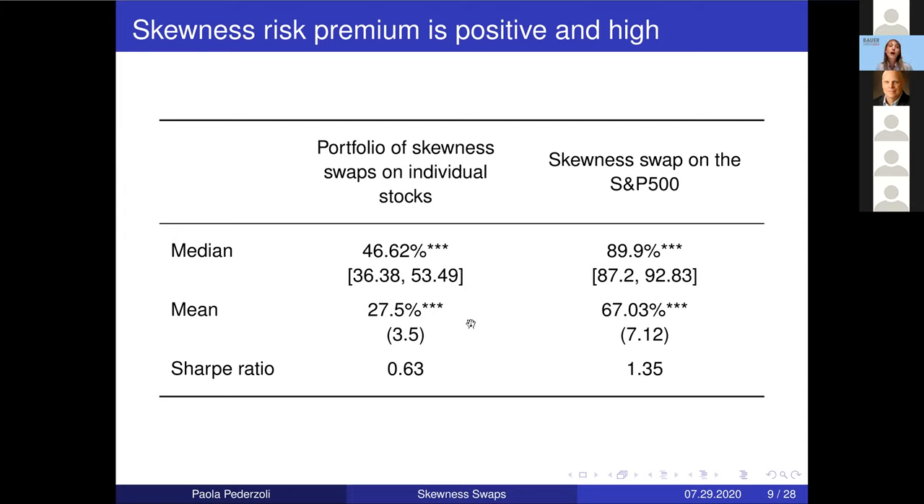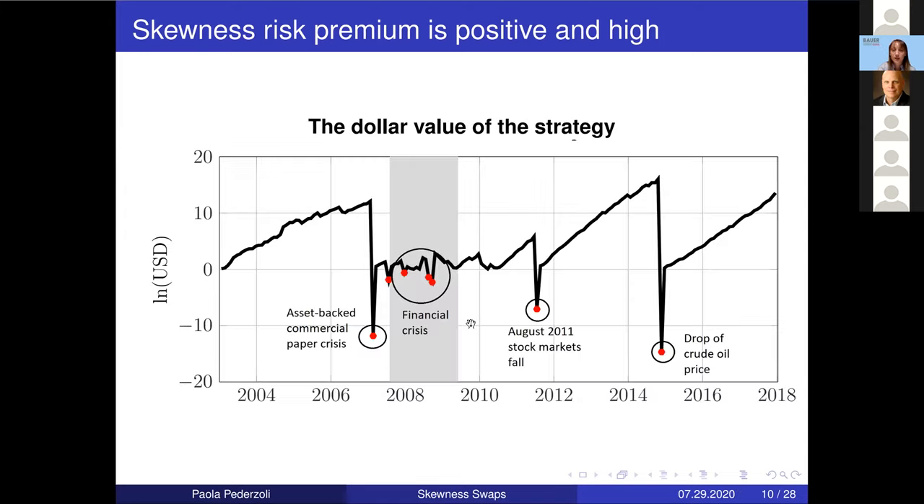This is because of how these returns are structured. These skewness swaps make money pretty much always, but when the skewness drops, then you really have a big crash. So it's easier to see in this picture, where I show the cumulative return of investing $1 at the beginning of my sample period in the basket of skewness swaps on individual stocks the first month, and then I reinvest the proceeds for the next month in the next basket of skewness swaps. So this is the cumulative return. It really looks like the return of selling insurance.